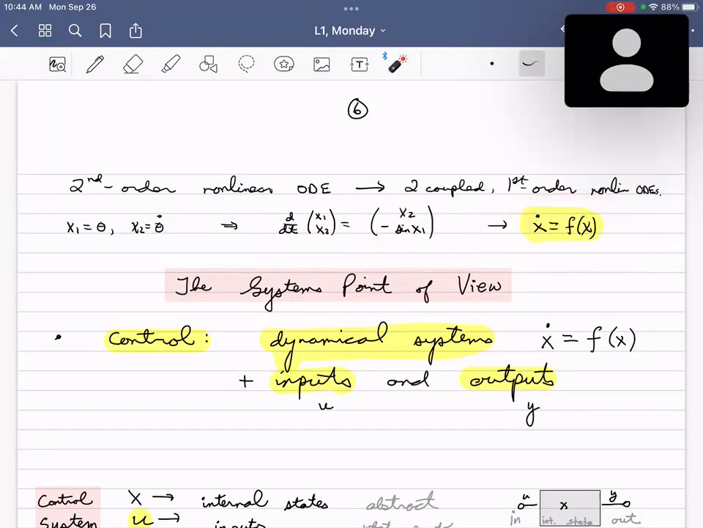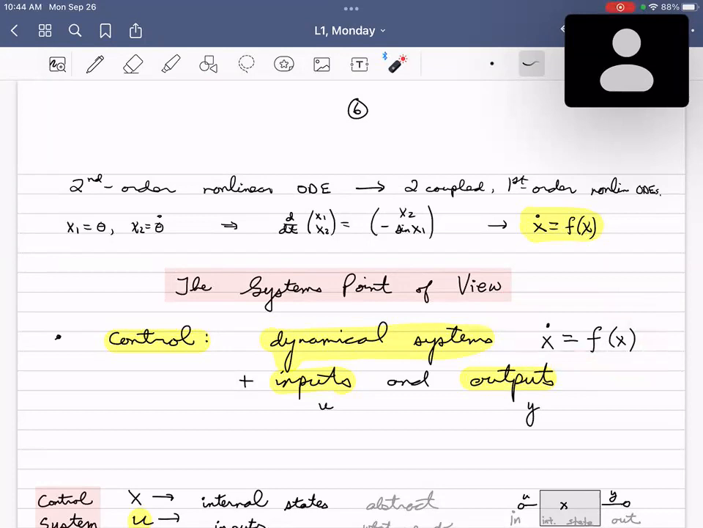Okay, so I hope this is something that you've all seen before in some fashion. Now the point of view of control theory has what seems like just a slight modification of this, but it ends up being important. And that is that when you open up many physics texts and dynamical systems texts, they would talk about equations of this form. But in control theory, we add inputs and outputs.